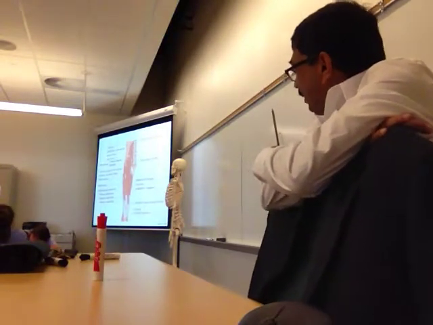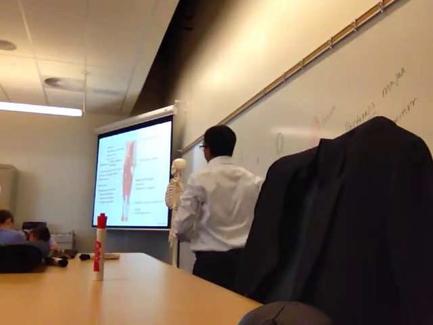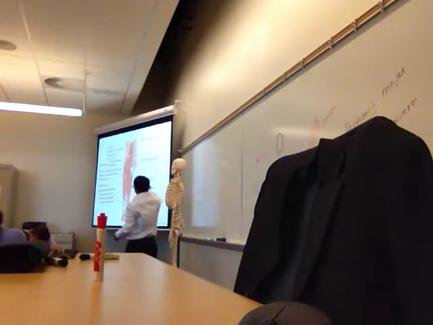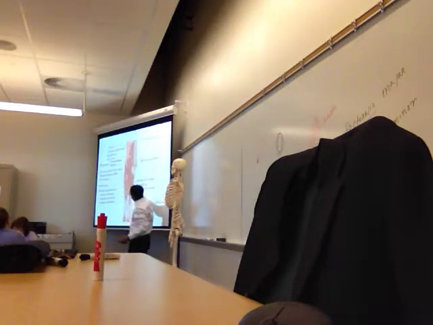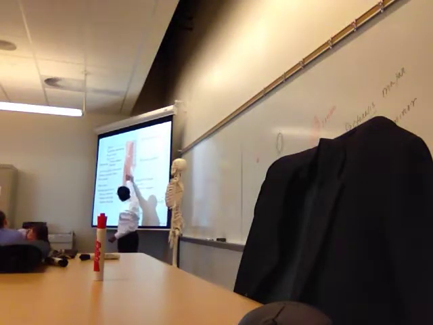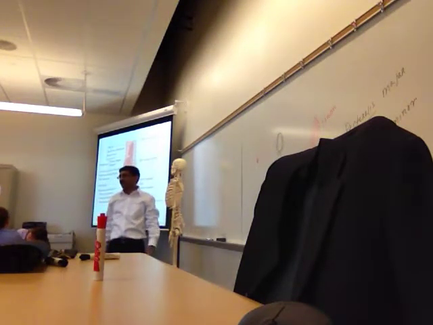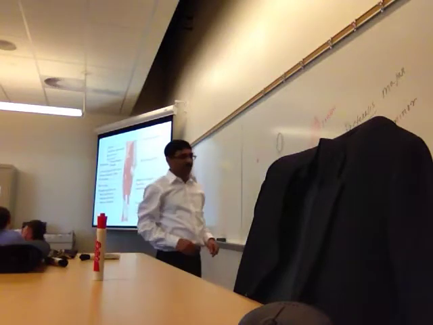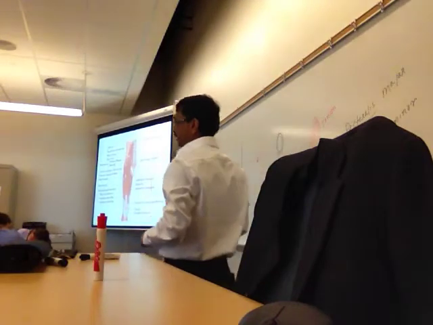Then another muscle you see is crossing the thigh from the upper lateral side, crossing the thigh and going to the lower medial side. The muscle that is crossing the thigh like this is the sartorius. Sartorius is also called the tailor muscle.